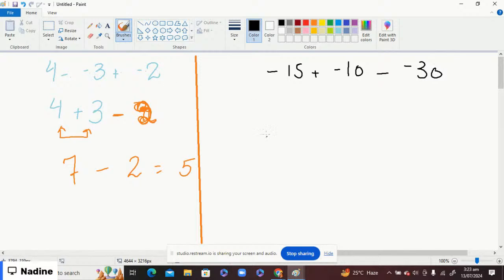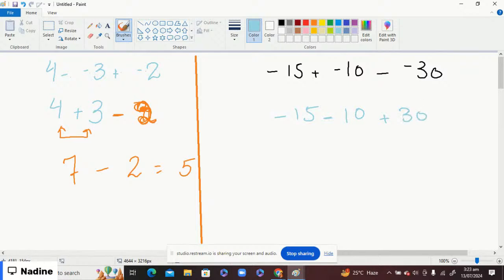Okay, so look at here. Minus 15 is still the same thing as we see. So minus 15, we're going to put it as it is. Here is a plus sign and then here it's a minus sign. So if there is one plus and one minus, plus minus is minus 10 and minus minus becomes plus 30.